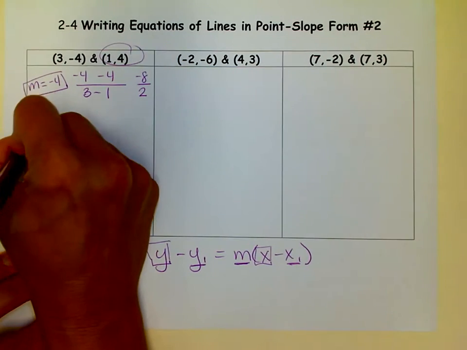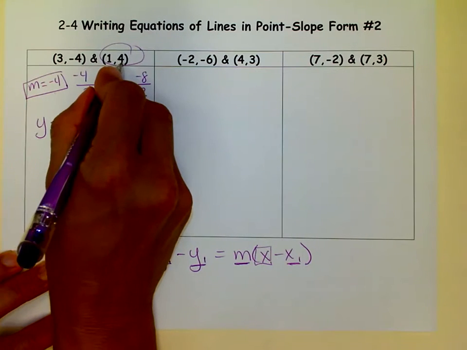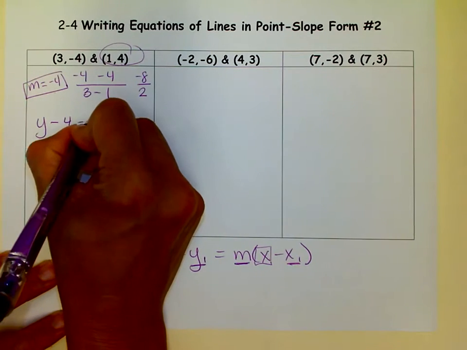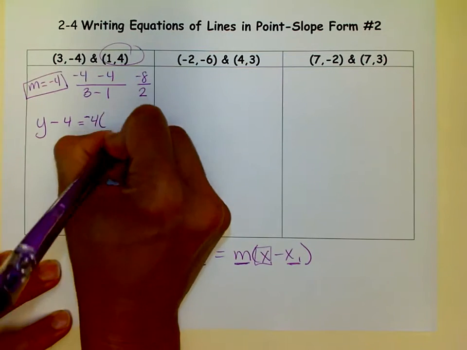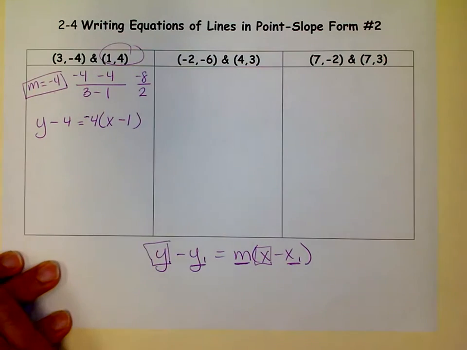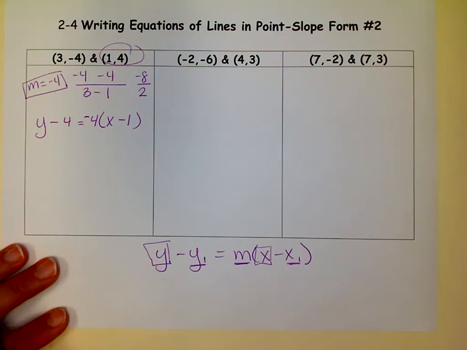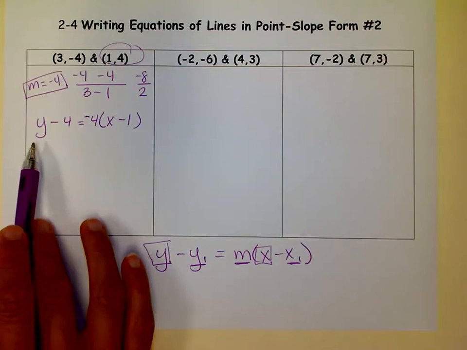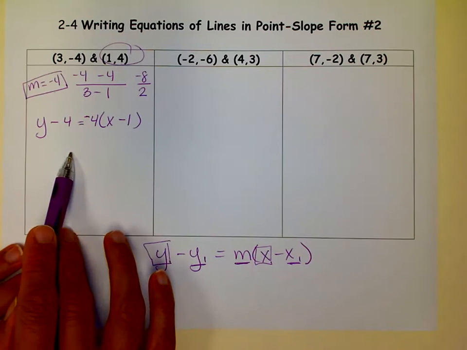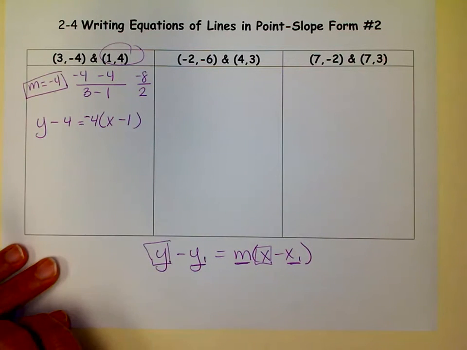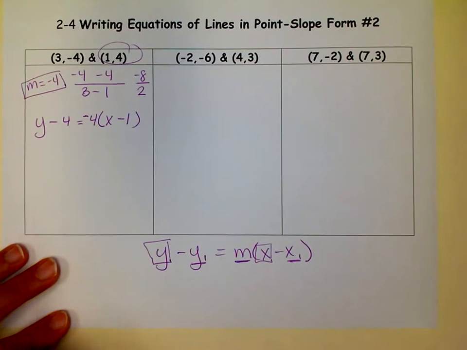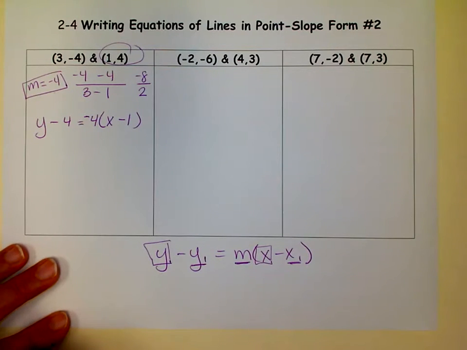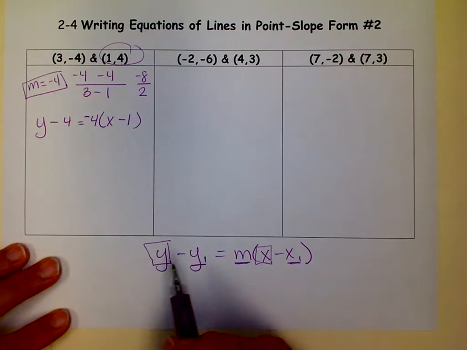So I'm going to say y minus 4, because that's the point I chose, the y coordinate of the point I chose, equals negative 4, which is my slope, times x minus 1. And if the directions say put it in point slope, you are done. If the directions say slope intercept form, remember you need to get y alone. If the directions say standard form, remember x and y have to be on the same side with the number on the other side. You can't have any fractions, and the x coefficient can't be negative. But this says to write it in point slope form, so we're not going to go any further than that.